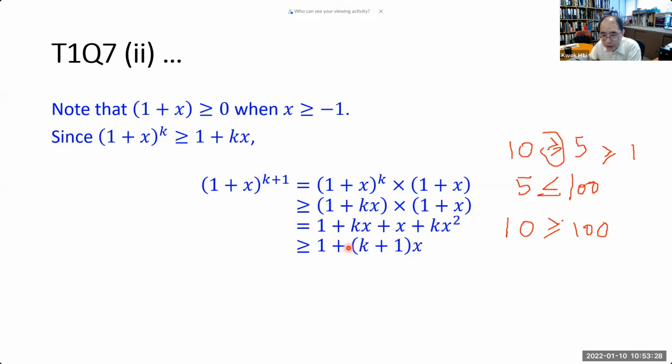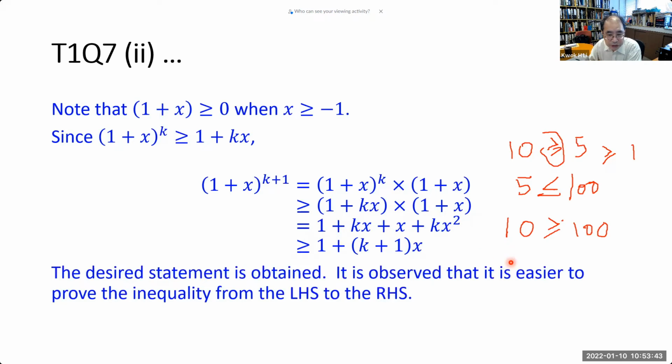So if you ignore this term, the 4 terms should be bigger than the first 3 terms. After the manipulation, you see that this is correct. This is exactly what we want to prove. So we conclude that this statement is true, and it seems that the proof is easier from the left-hand side to the right-hand side.